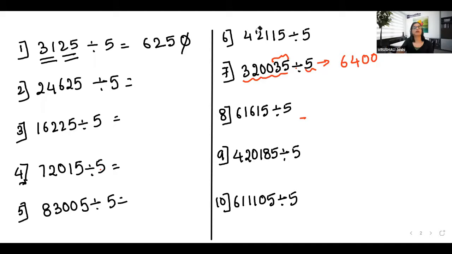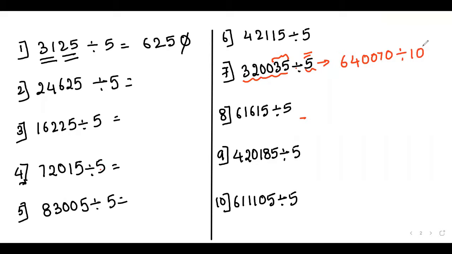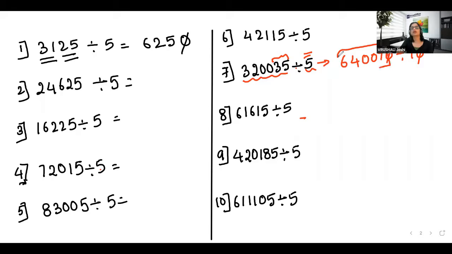So that will be 70. And means the answer is 70? No, no, no. Now you double 5. 10. Correct? Yes. And you cut the 2 zeros. What is your answer? This is your answer. Okay. 64007. That is your answer.